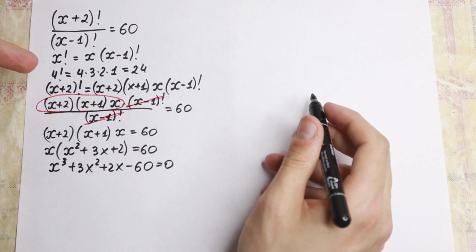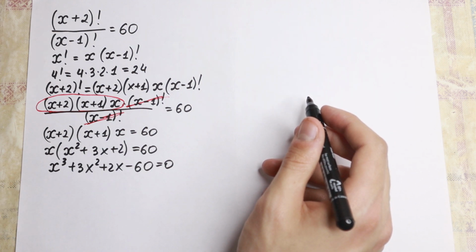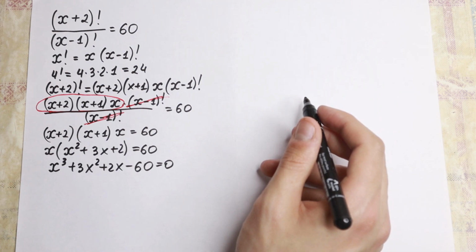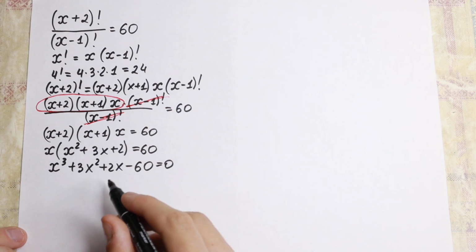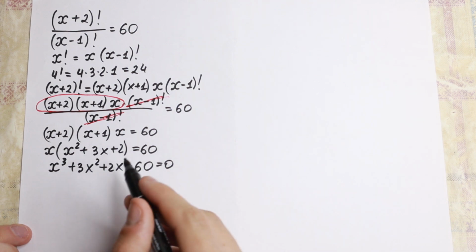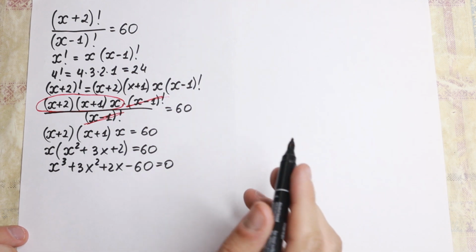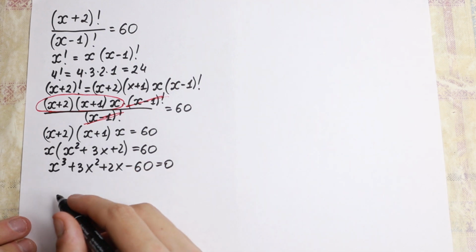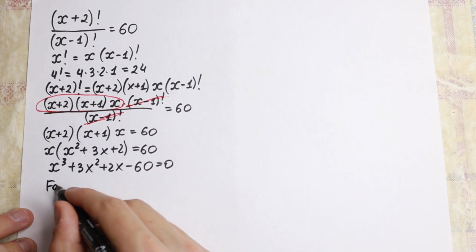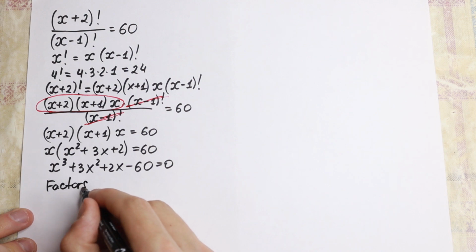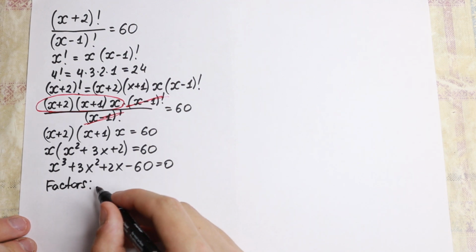So as you can see, we don't have any factorials right here. We need to solve our cubic equation. So let's use our classic theorem. Let's plug in all the factors. So let's start, for example, with 1, 2, 3, and we will see what we will have. So let's use the theorem. What factors will we have? For example, x equal to 1.